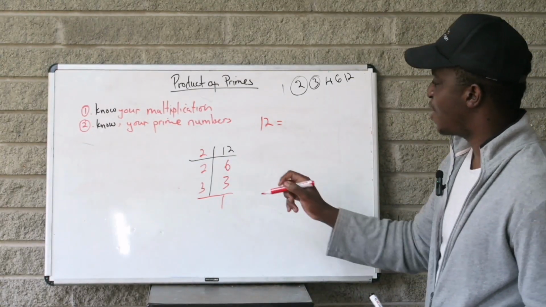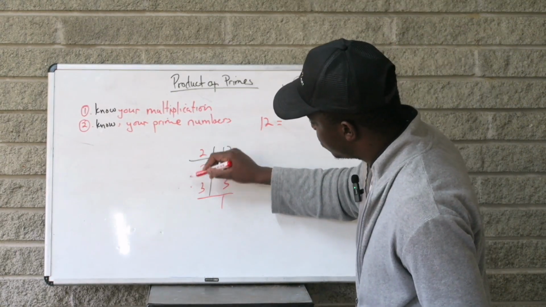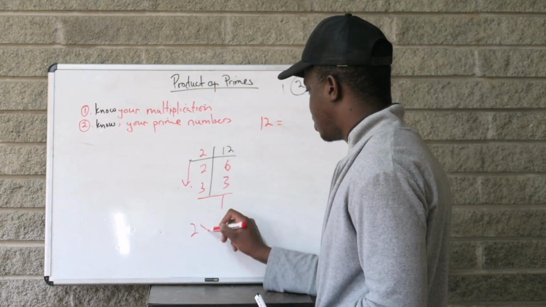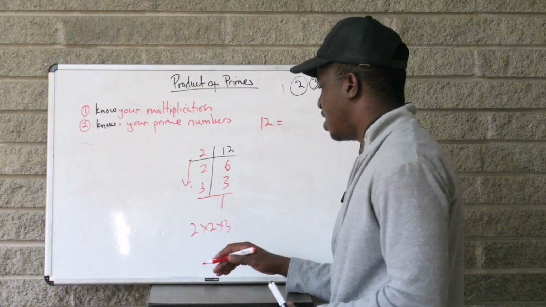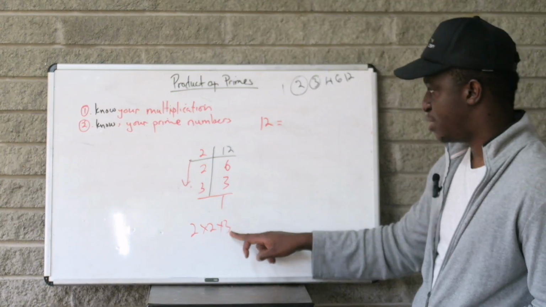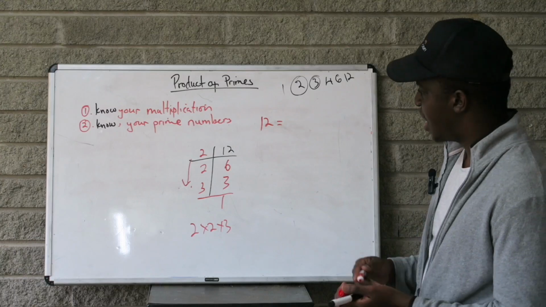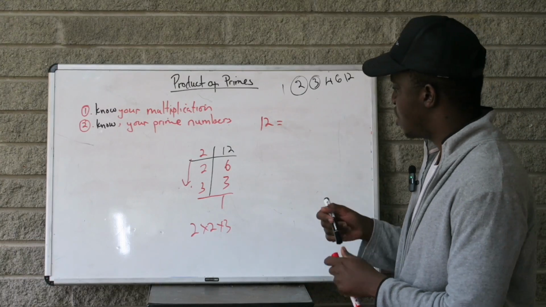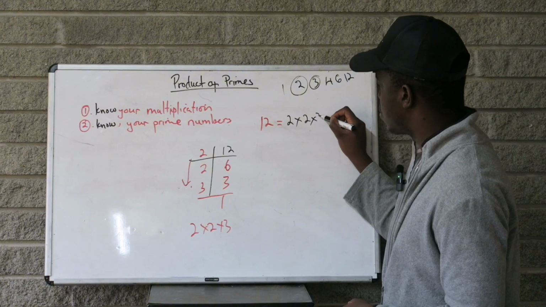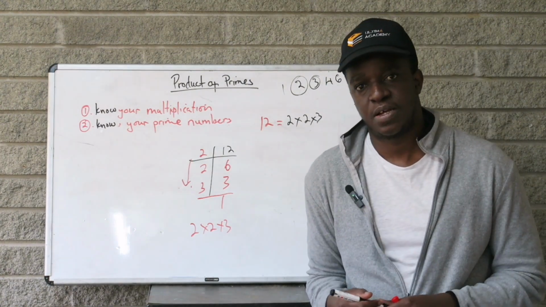That rhymes. Anyway, now you take this sequence. That sequence is 2 times 2 times 3. Let's check. 2 times 2, that's 4, times 3, that's 12. And then now you have your answer. You have expressed 12 as a product of its primes.